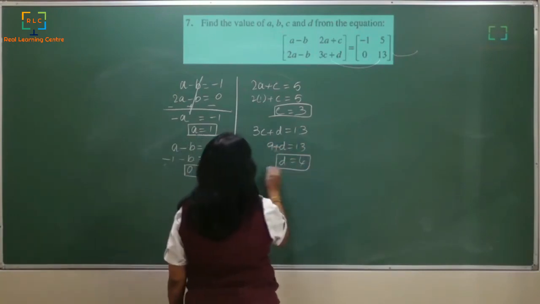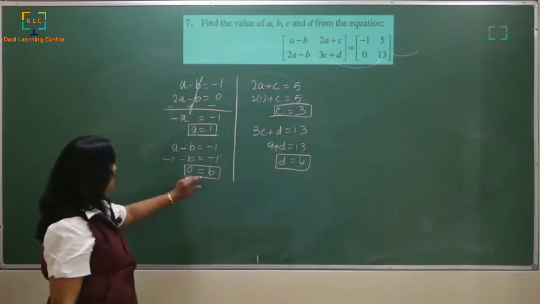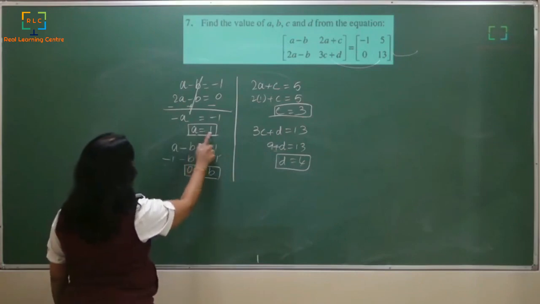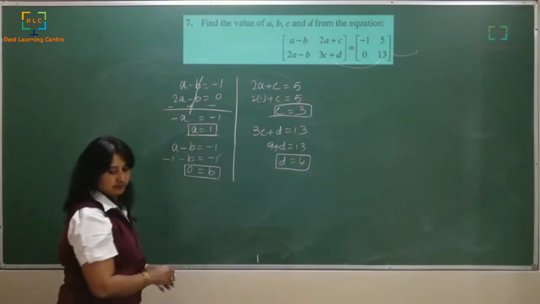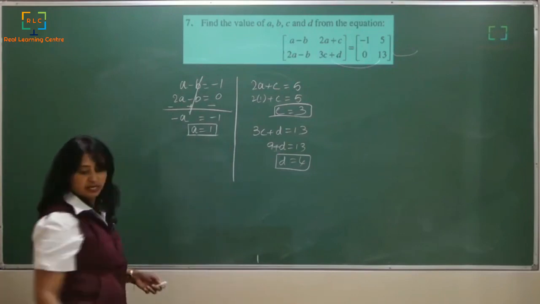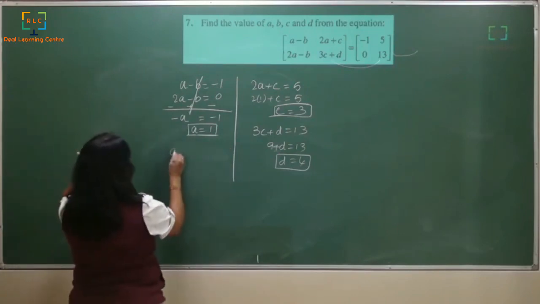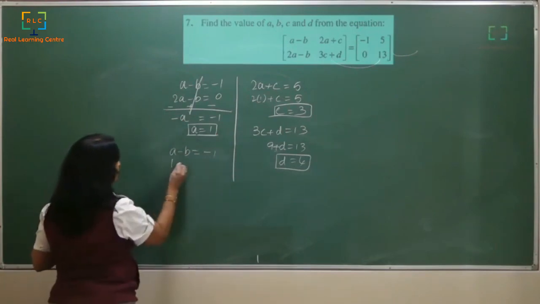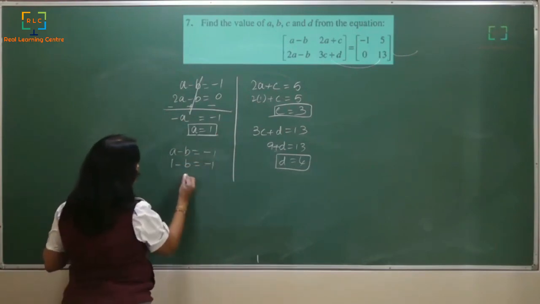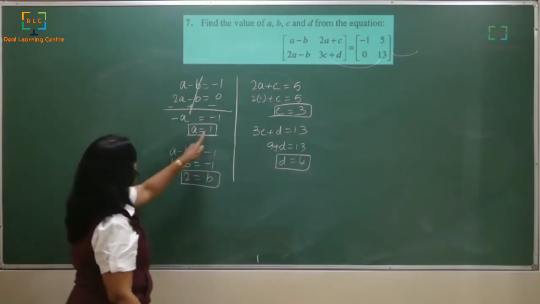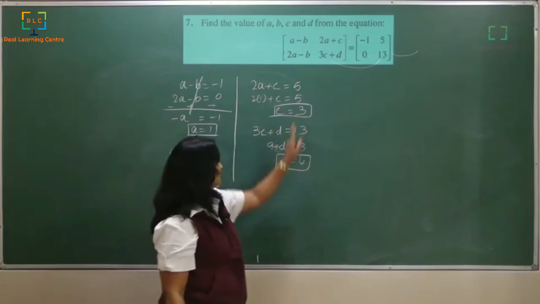So we got B as 0. Let me check B once again. I'm doubtful. You got A is equal to 1. Okay, I of course have done something wrong over here. I shall redo this. You have A minus B is equal to minus 1. A is 1, and I had put minus 1. So it is 1 minus B is equal to minus 1. So 2 is equal to B. Yeah. A is equal to 1, B is equal to 2, C is equal to 3, and D is equal to 4.